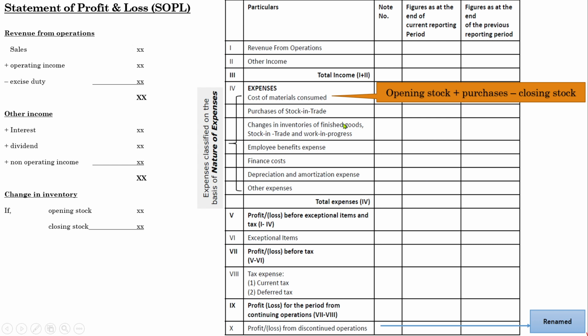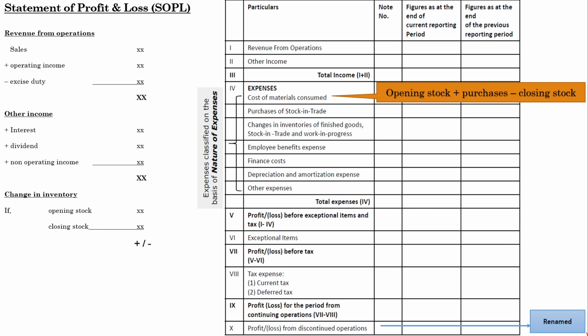In the theoretical part, they will mention many things. Don't get worried about it. The thing is, take the difference. If you are getting a negative value, show the negative value. If you are getting a positive value, show the positive value. So that is with regard to change in inventory. Next one, employee benefit expenses.